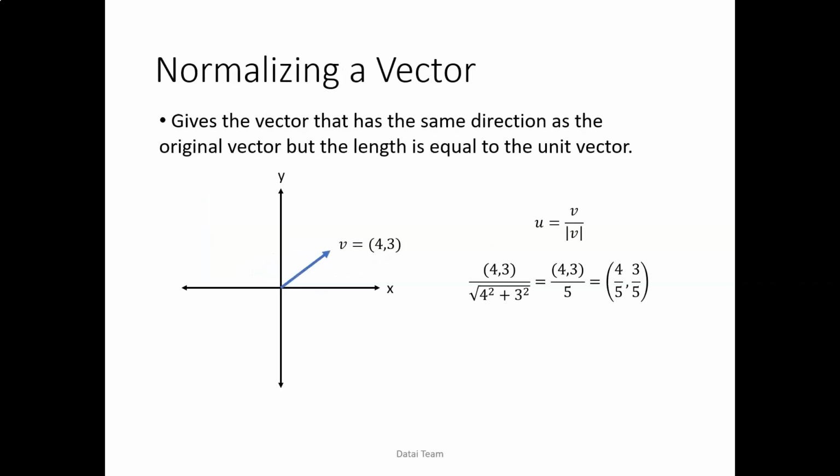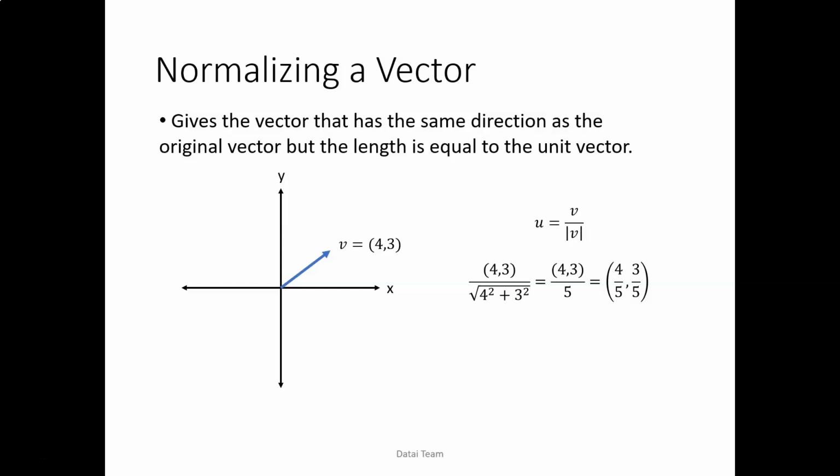And we have normalizing a vector. This gives the vector that has the same direction as the original vector, but the length is equal to the unit vector. And on a regular coordinate system, our unit vectors are 0, 1 and 1, 0. And you can get every vector by scaling and adding those unit vectors, and we will do more with unit vectors and getting vectors by using other vectors.